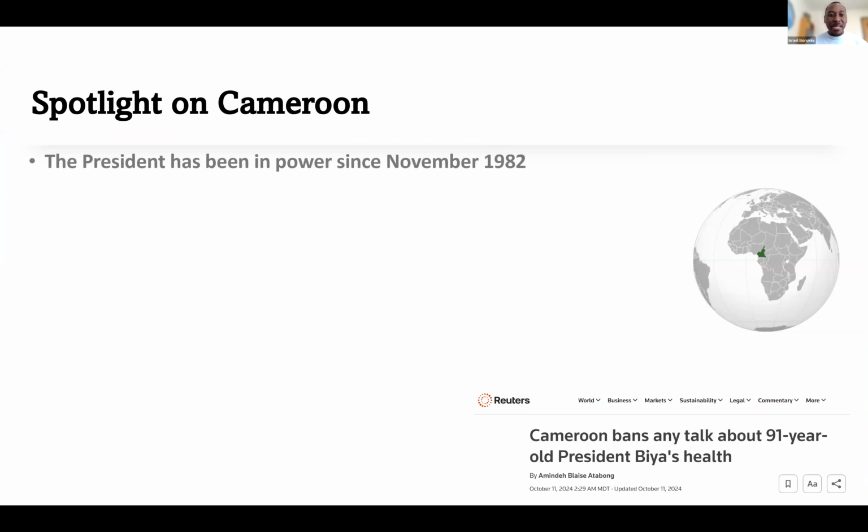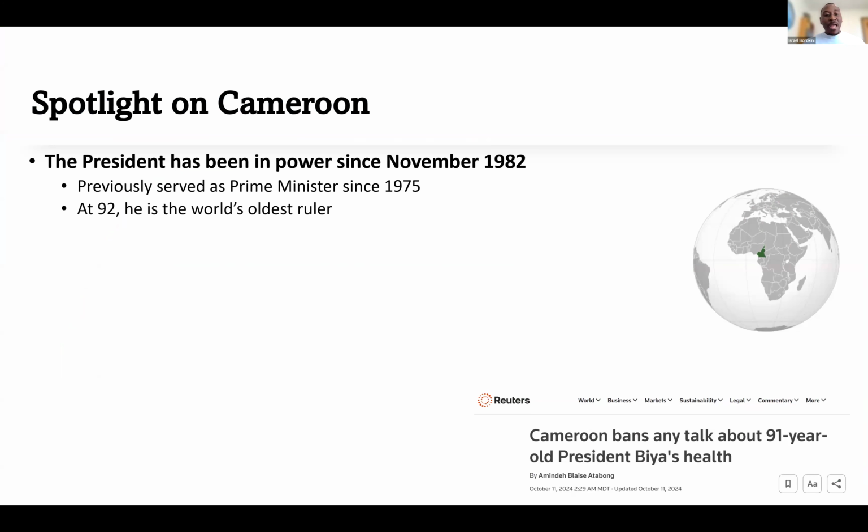And let me put a little bit of spotlight, since the highest paid president on the continent is the Cameroonian president. This is a president who has been in power since 1982. Even before then, he was the prime minister. And at 92 years old, he is the world's oldest ruler. And he's still running. He's been president for 43 years. He's seeking his 8th term this year, in this very month.